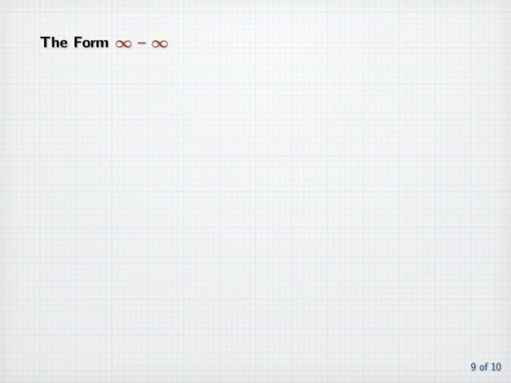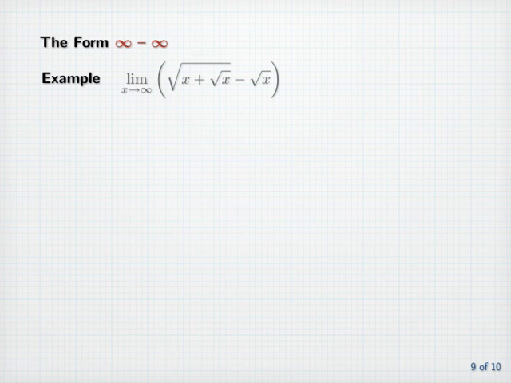There's one more indeterminate form that we want to consider, and that's infinity minus infinity. Here's an example. Let's find the limit as x goes to infinity of the square root of x plus the square root of x minus the square root of x. So notice this is the difference of two terms that are both approaching infinity. Now the general approach for this type of problem is to try to combine the terms in some way in order to obtain a different kind of limit. Now we'll do this algebraically here.